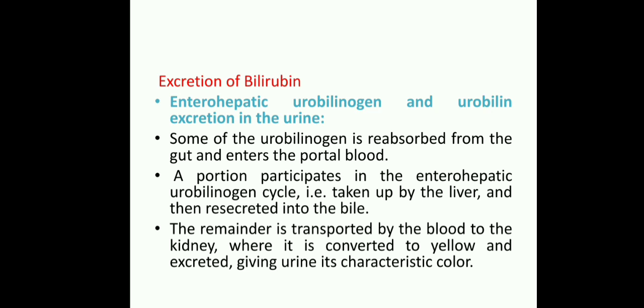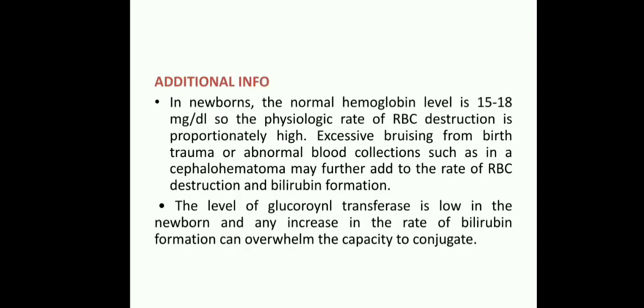All of you understood what bilirubin metabolism is? In additional information we will learn some more. In newborns, the normal hemoglobin level is 15 to 18 milligrams per dl. So the physiological rate of red blood cell destruction is proportionately high. Because RBC destruction is very high, the lifespan of RBC is shortened.